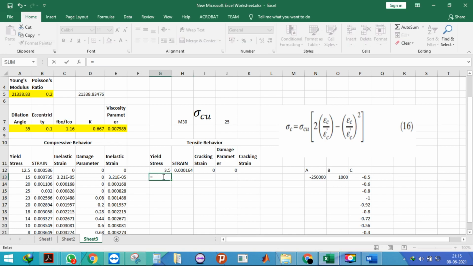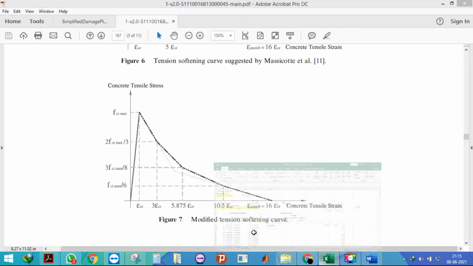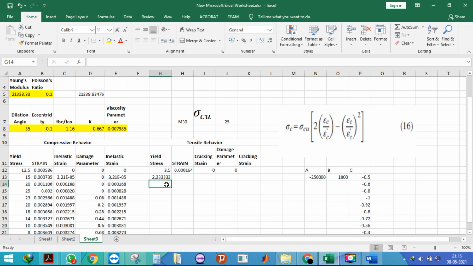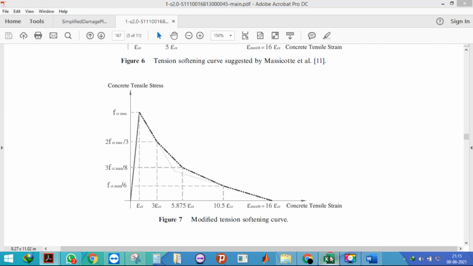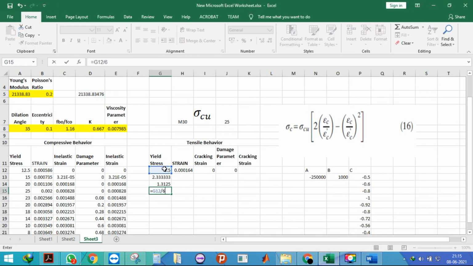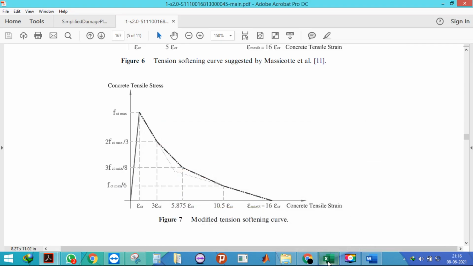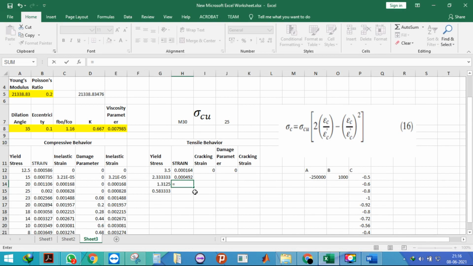So take 2/3 of that ultimate stress for tensile strength of the concrete. Likewise do it for the others, and for strain also it is given as epsilon cr, 3 epsilon cr, 5.875 epsilon cr, corresponding to the stress. So once you get it, use the same formula to obtain the cracking strain.